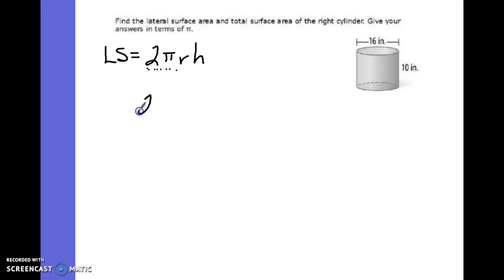So we would have 2 times pi. Our radius, it's not 16, it's only half of that. So that's going to be 8 times a height of 10. And that is 160 pi. 2 times 8 is 16, times 10 is 160. There's my pi symbol, inches squared.